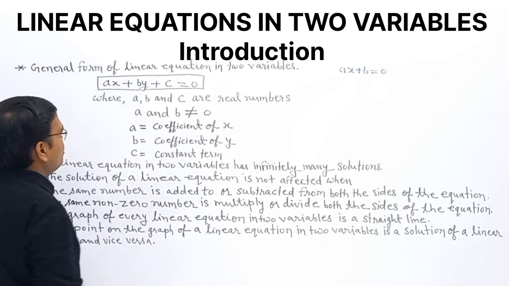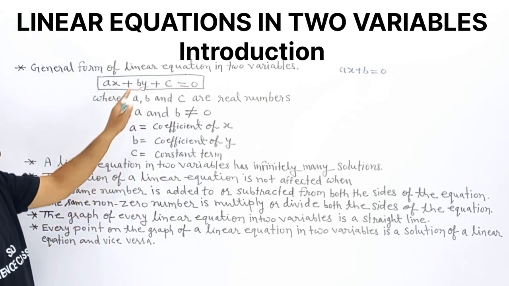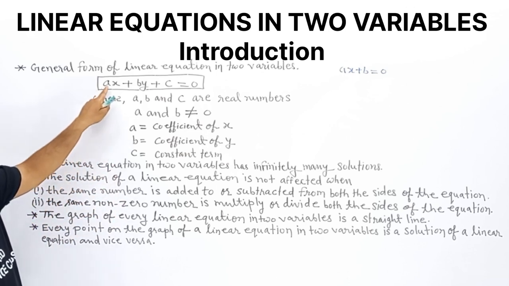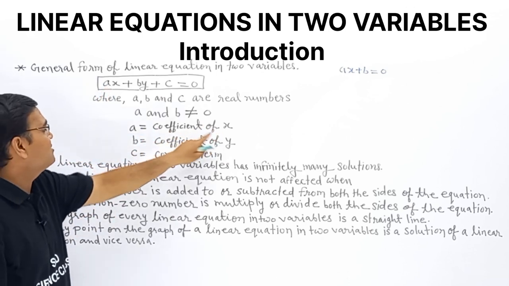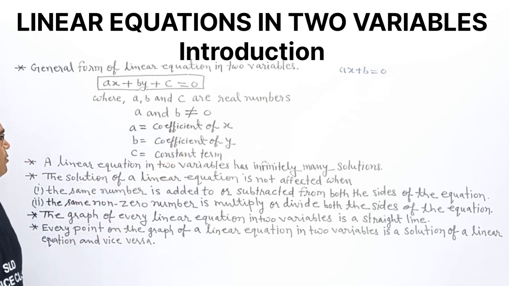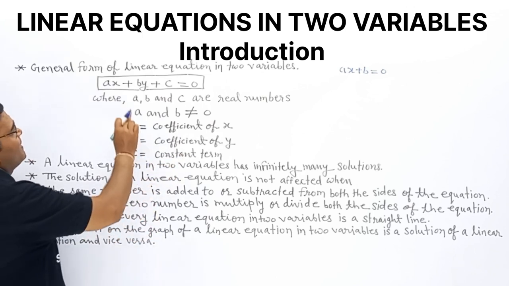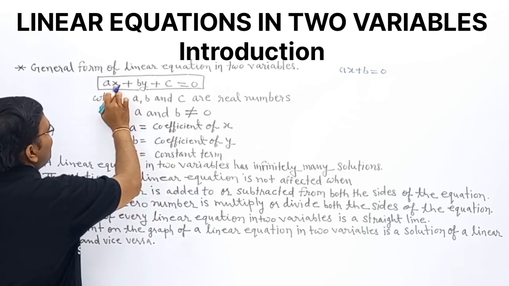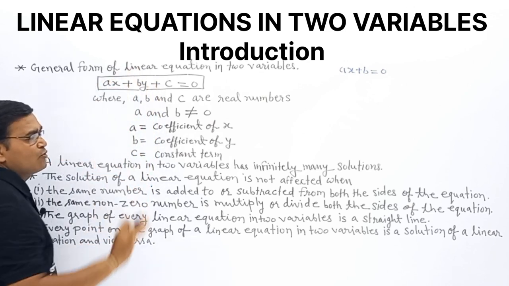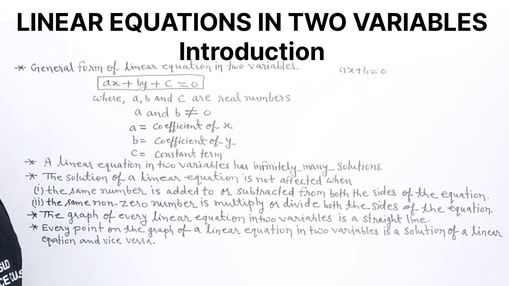plus c equal to 0, in which x and y are the variables, two variables, a is the coefficient of x, b is the coefficient of y, and c is the constant term. Clear? For the variables, the maximum power of x is 1 and the power of y is 1. So we can say this is a linear equation.